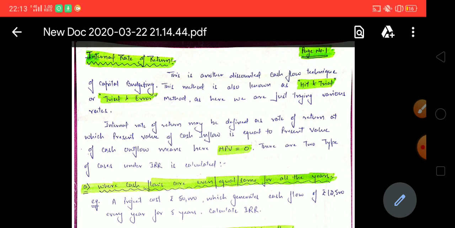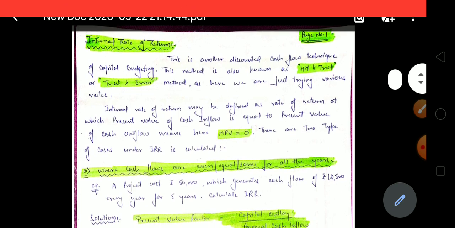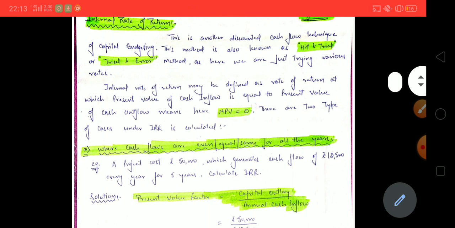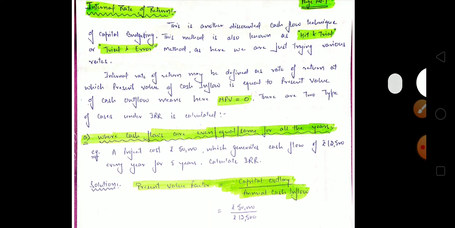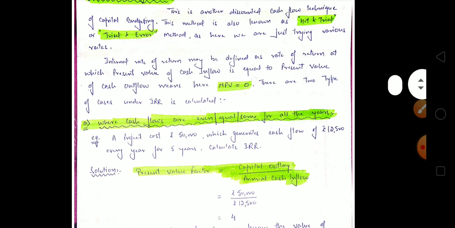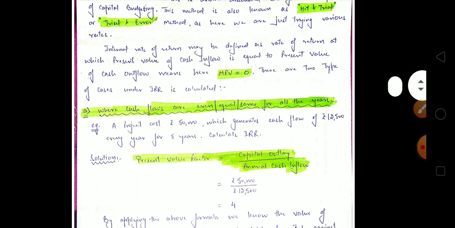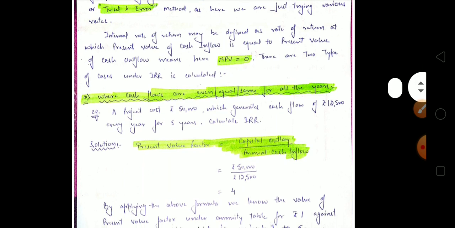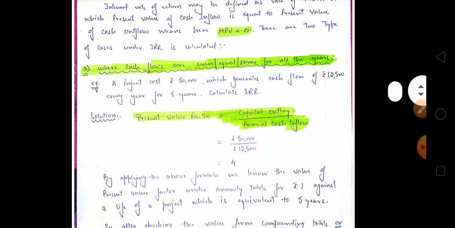Today, our topic is internal rate of return. This is another discounted cash flow technique of capital budgeting. This method is also known as the hit and trial, or trial and error, method, as here we are just trying various rates to find the internal rate of return. Internal rate of return may be defined as the rate of return at which the present value of cash inflow is equal to the present value of cash outflow. Means here basically NPV is equal to 0.